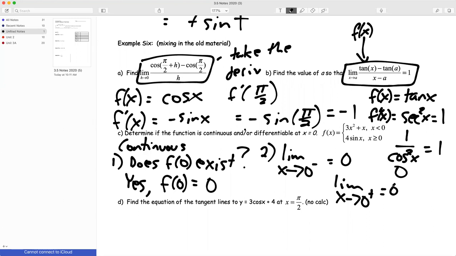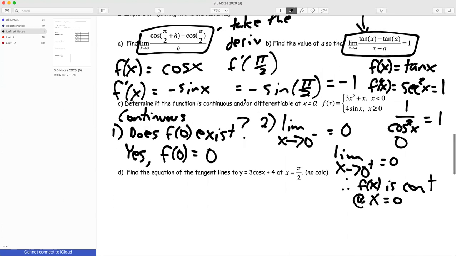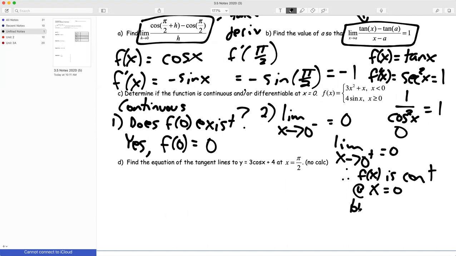equal to the limit as x approaches 0. So let me write that down. Therefore, f of x is continuous at x equals 0 because f of 0 equals the limit as x approaches 0.